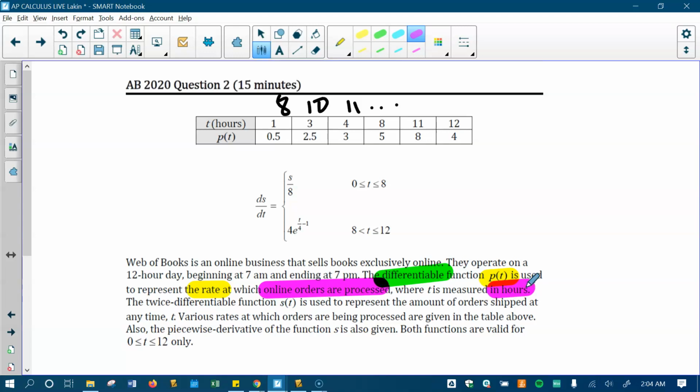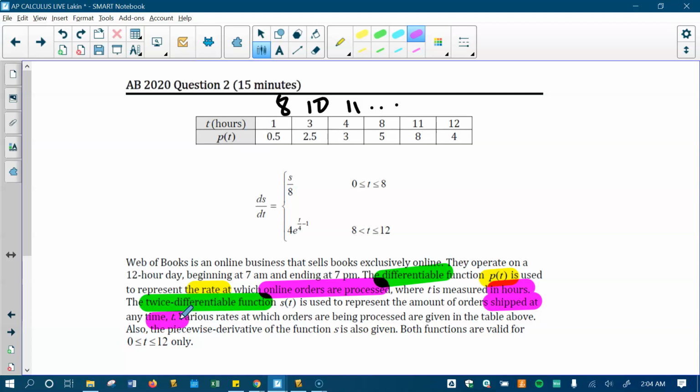And then the twice differentiable function, again, S of t, so they give us two functions here that we have to work with, one in a table and one in a piecewise, is used to represent the amount of orders shipped at any time t. So again, this is shipped, so there's two verbs here. There's product coming in and product leaving, again, at the same time t, and it's also a rate. The various rates at which orders are being processed are given in the table above, along with the piecewise function.